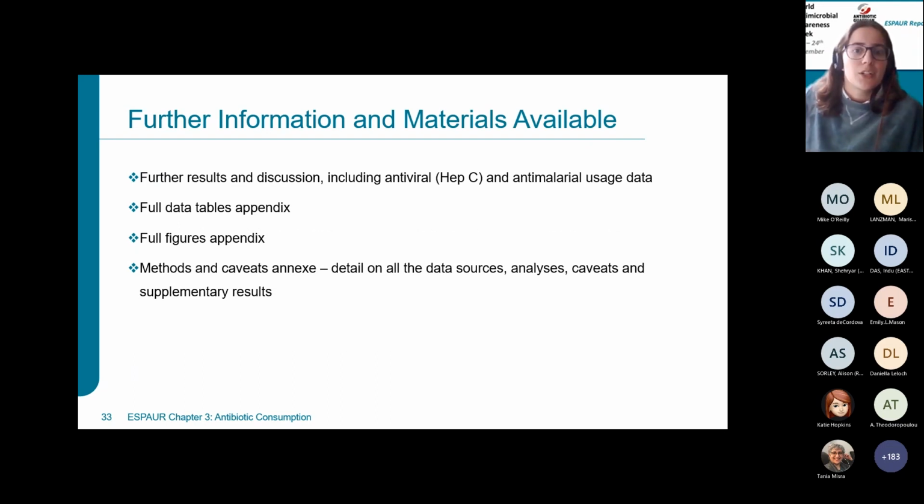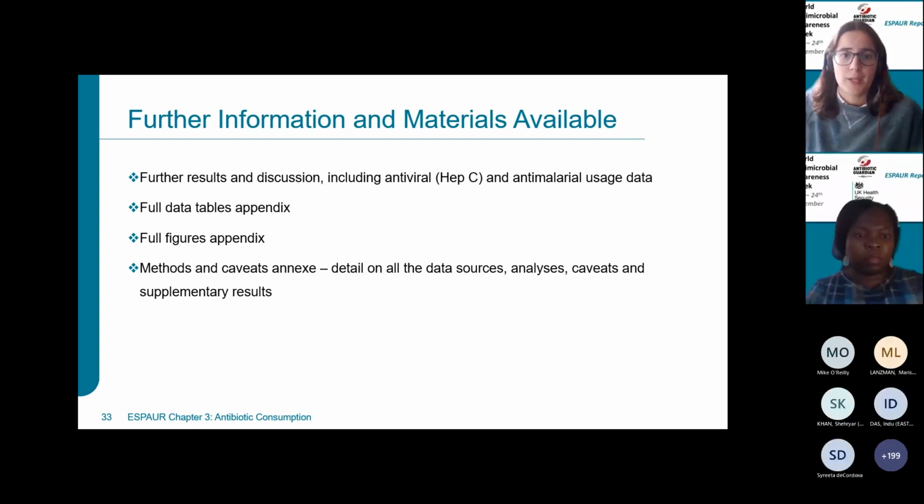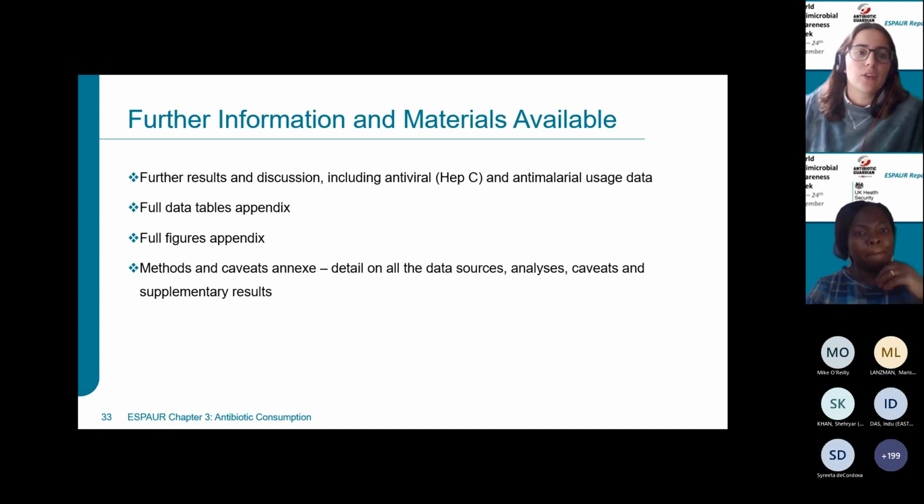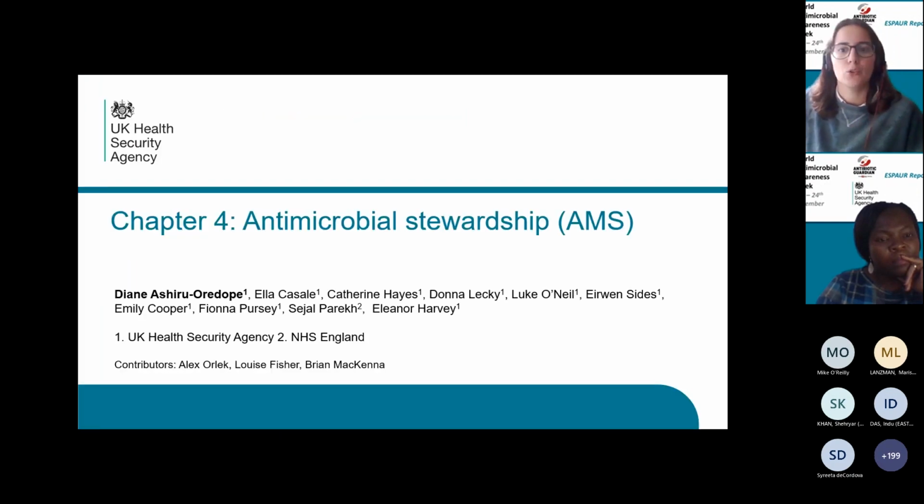Finally, this presentation only gave an overview of the main topics covered in Chapter 3. Further information and materials are available online, including further results and discussion, such as antiviral, specifically hepatitis C, and antimalarial usage trends, full data tables and figures appendices, and then a methods and caveats annex, which details the data sources, analysis and caveats, and also contains supplementary results as well.